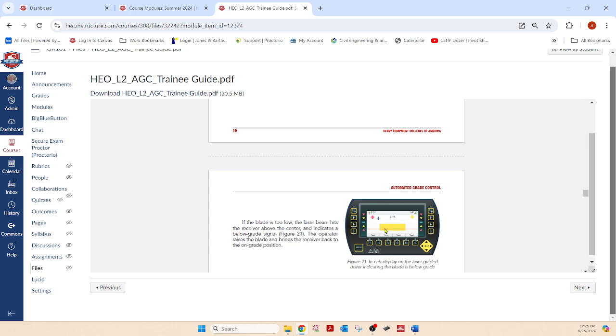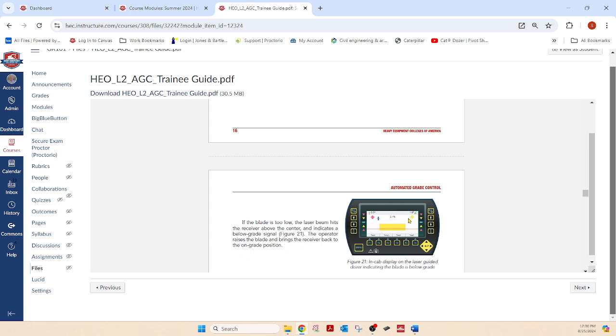So are you too low here? This is your blade. It says if the blade is too low, the laser beam hits the receiver above the center line. So it's telling you right here, if this lights up, it's either saying, and it depends on the company, you're too low or you're too high, or you need to go up or you need to go down. I'm not sure, but it says if the blade is too low, the laser beam hits the receiver above the center and indicates a below grade signal. So the operator raises the blade.